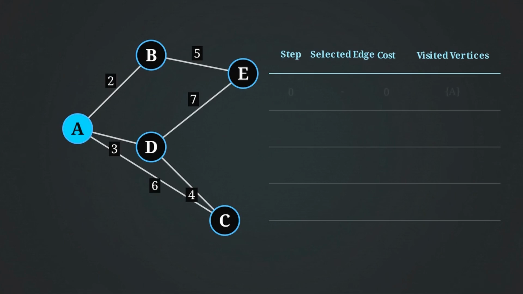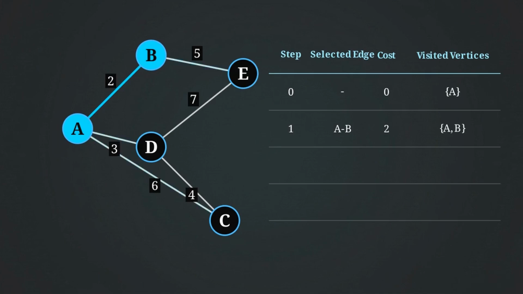We establish our initial conditions by selecting vertex A as the starting point. At this exact moment, our baseline cost is 0. We scan all available edges radiating outward from vertex A. We have 3 options: an edge weighing 2, one weighing 6, and one weighing 3. Applying our greedy strategy, we lock in the absolute lowest weight, edge AB. We update our table's cost to 2 and add vertex B to our visited list.